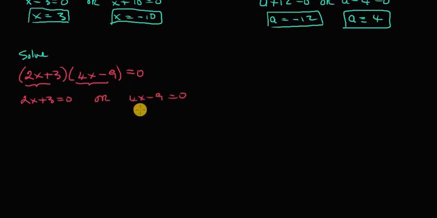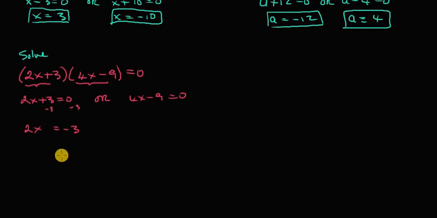Now, part of solving an equation is we do the same thing to both sides. I'm trying to get x on its own. So the first thing I'm going to do is get rid of the 3 on this side. So I'm going to subtract 3 from both sides. When I subtract 3 from the left-hand side, I'm just going to be left with 2x. When I subtract 3 from the right-hand side, I'm going to be left with negative 3.